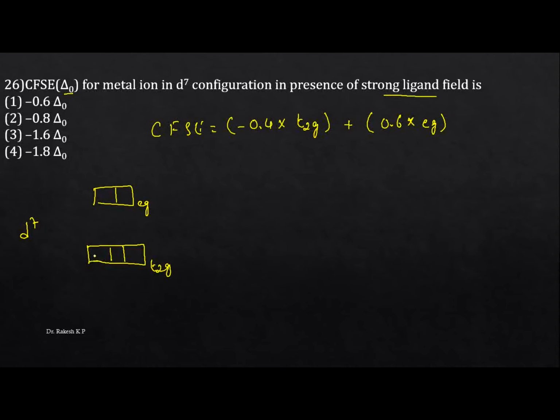Hence we can identify the pairing of the electrons in the lower level here. Just to identify this one: 1, 2, 3, 4, 5, 6. One more extra electron is added to the EG. Now you have to identify this: it is minus 0.4.